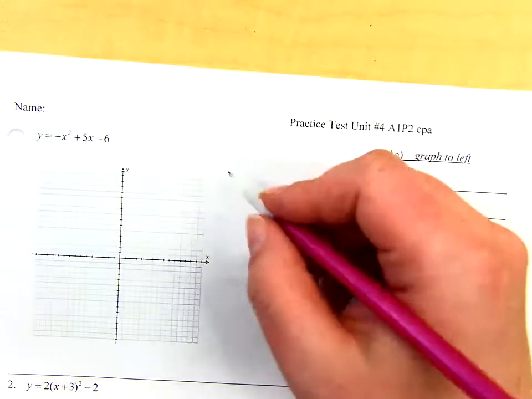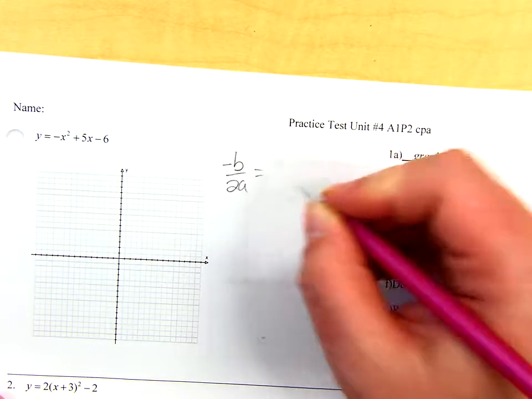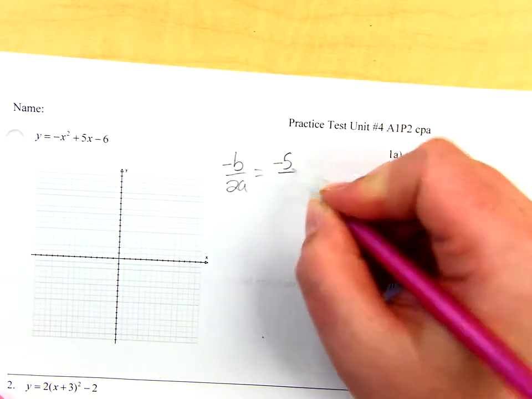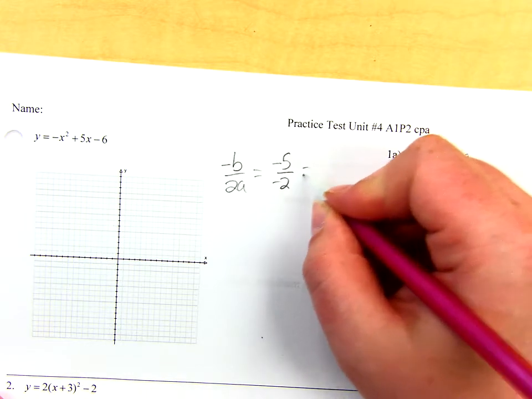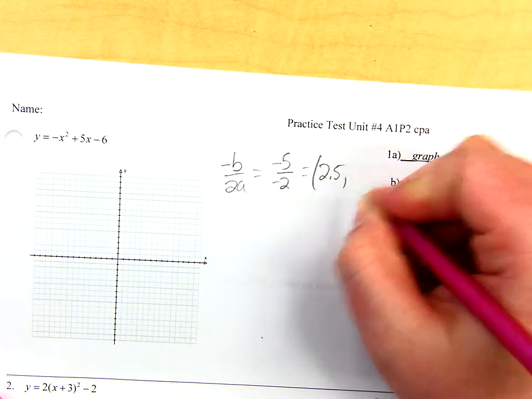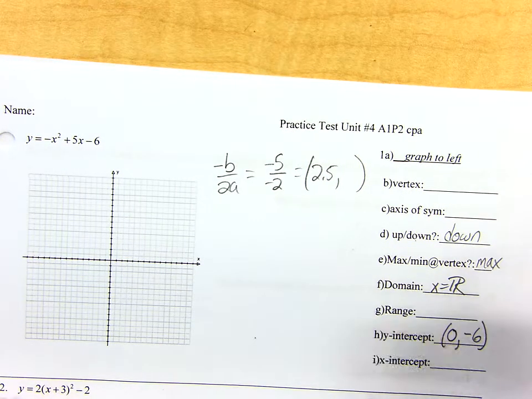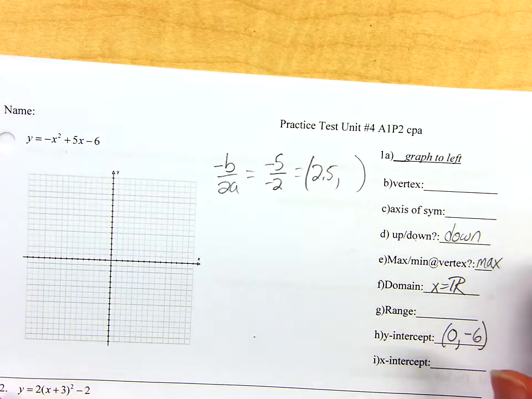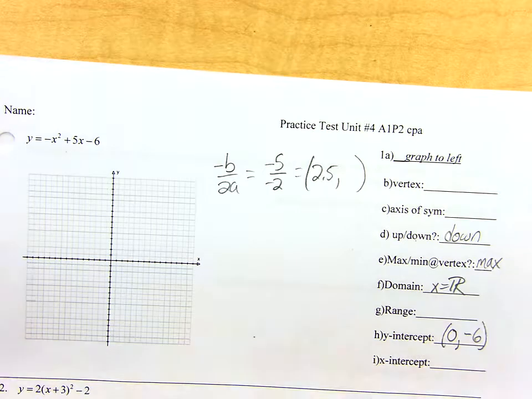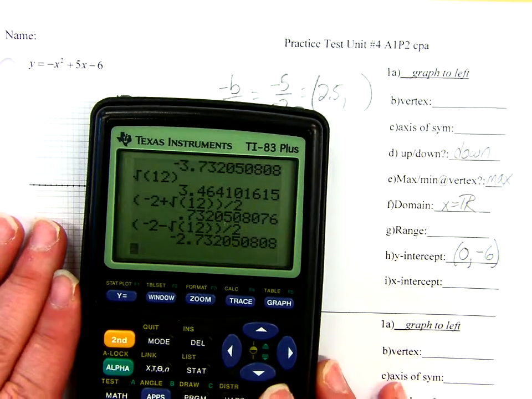But let's see, I can find the vertex. How do you find vertex? Negative b over 2a. So that'll be -5 over -2, which gets me a positive 2.5. Now it's going to be 2.5 comma something. How do I find the something? You take 2.5 and you plug it back in. I hope that you can plug it in properly.